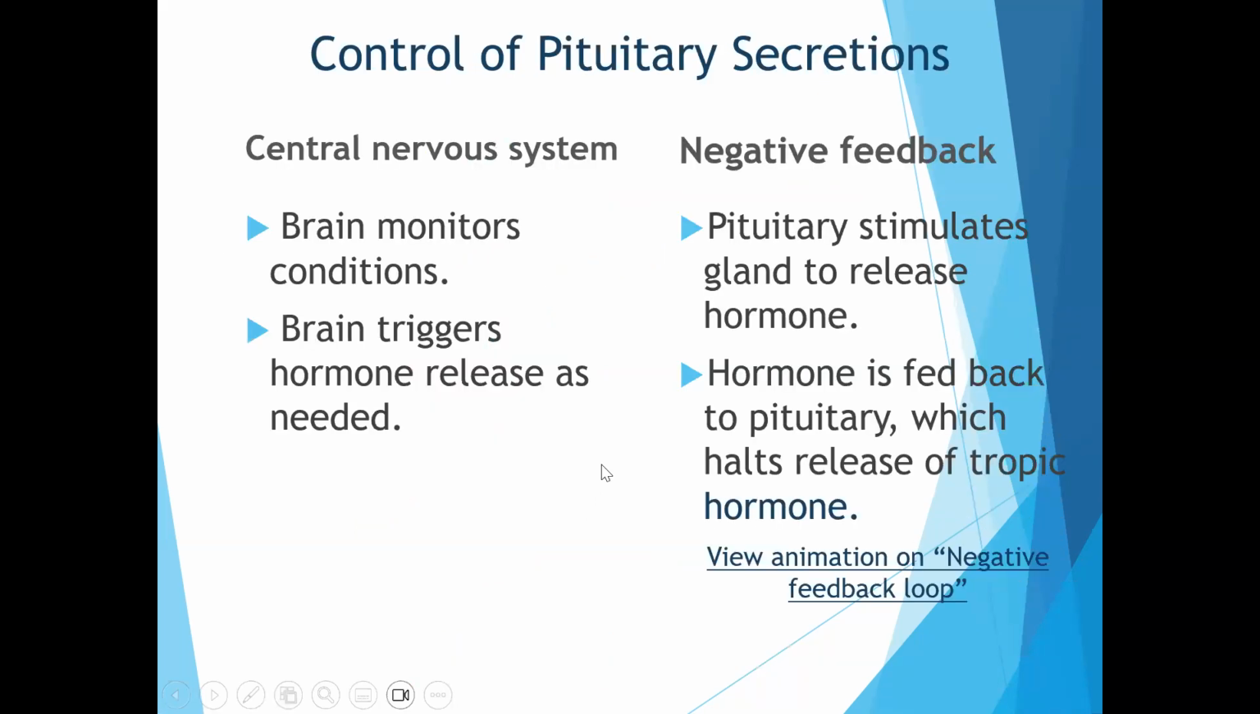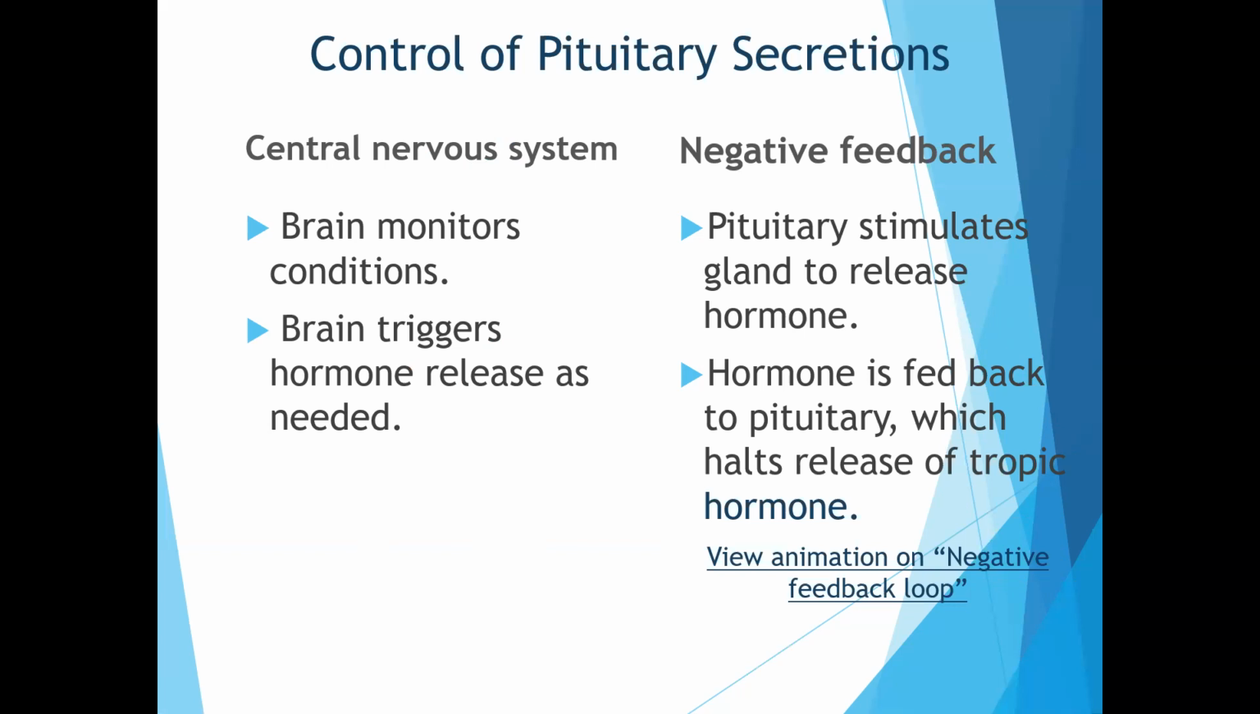Okay, so the pituitary gland is the master gland, so it's really important that we control or regulate the pituitary secretions. This is done in two different ways. Our central nervous system has a role in this. Our brain can monitor what's going on and help decide what to do with the pituitary secretions. So it can trigger additional hormone release as needed, or can decide that we do not need more hormones coming out of the pituitary gland.